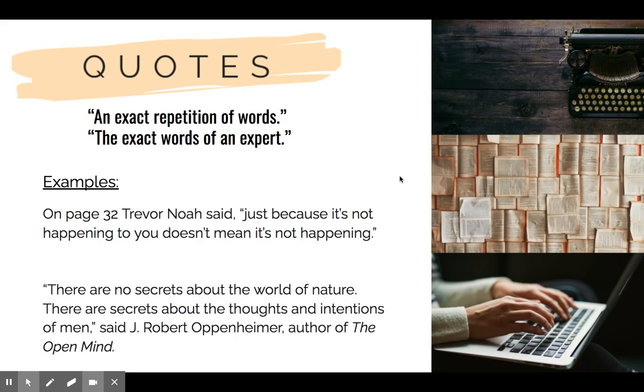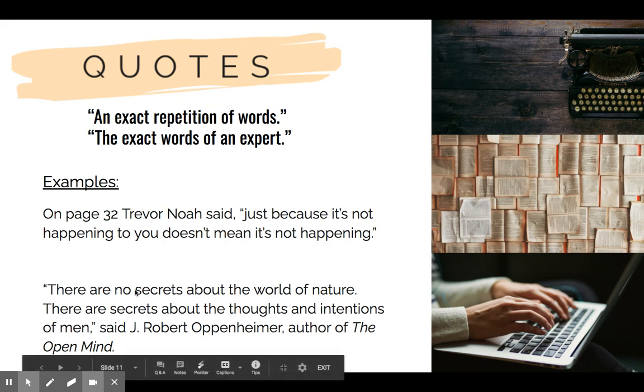So then we have quotes. This is something that English teachers really love. Quotes are, you know what they are. They're an exact repetition of words, or you could also think of it as the exact words of an expert. So this would be an example. On page 32, Trevor Noah said, "Just because it's not happening to you doesn't mean it's not happening." "There are no secrets about the world of nature. There are secrets about thoughts and intentions of men." J. Robert Oppenheimer.